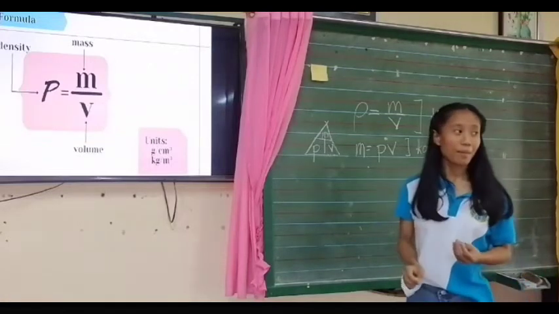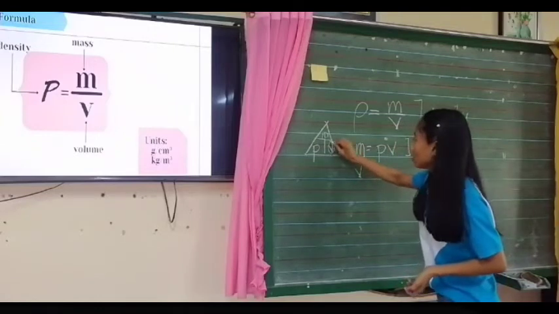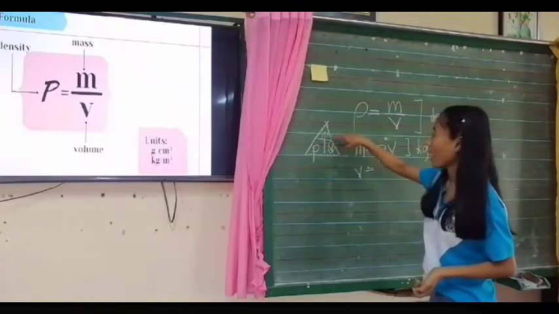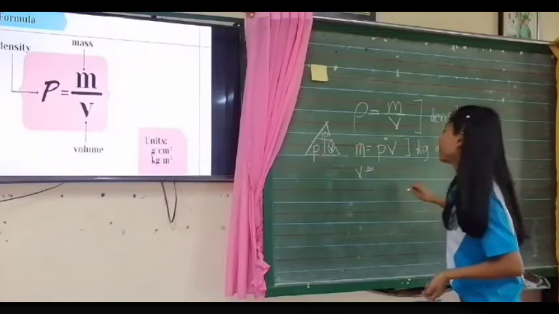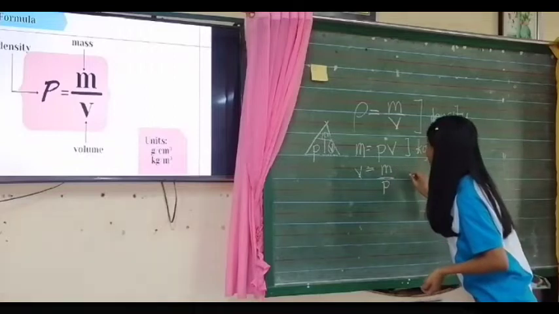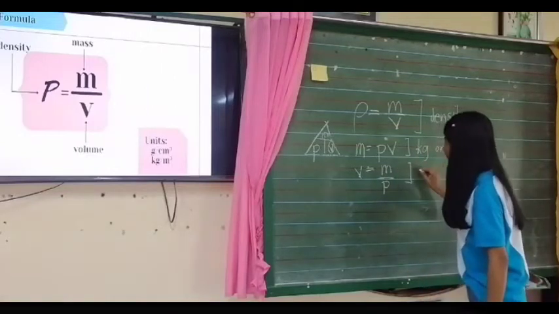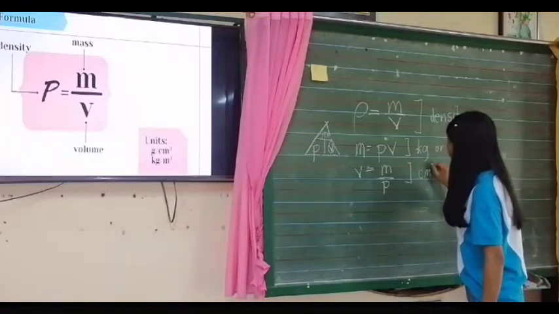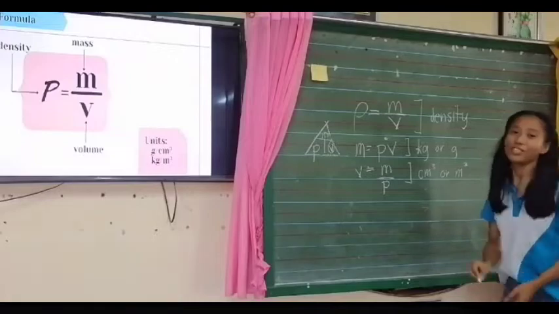At kapag hinahanap naman natin ay volume, ito, V is equal to mass divided by the density. And the unit for volume is in cubic centimeter or in cubic meter.